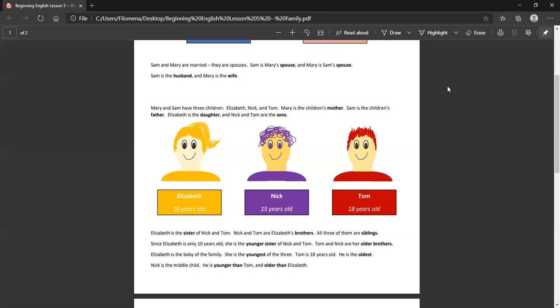Tom is 18 years old. He is the oldest. No one else is older than he among the siblings, so he is the oldest. Nick is the middle child. He is younger than Tom and older than Elizabeth. So of the 3 siblings, we have Elizabeth being the youngest and Tom being the oldest. Nick is younger than Tom. Elizabeth is younger than Nick. Tom is older than Nick.